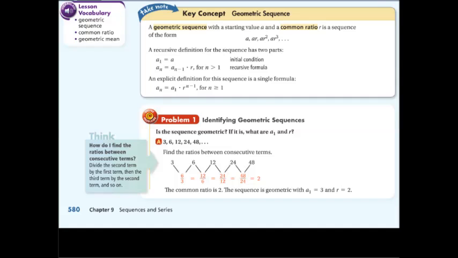If we look down here, is this sequence geometric? And if it is, what are A1 and R? So let's take a look. 3, 6, 12, 24, 48. We can see very simply that this is being multiplied by 2 every time. It's being doubled. So the common ratio is 2, and A sub 1 is 3. And that's as easy as we can make those.